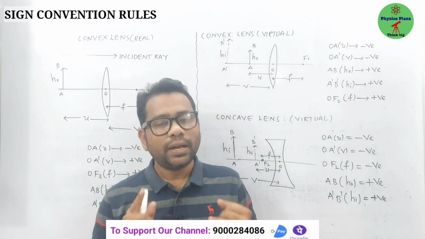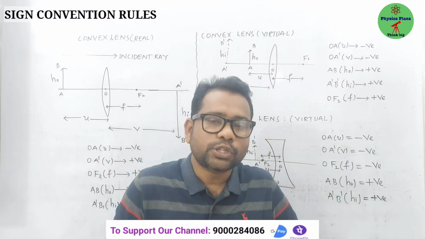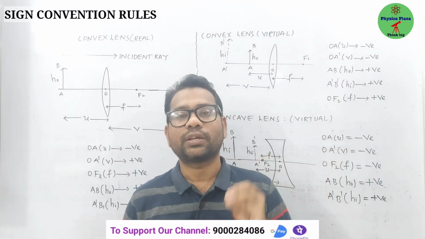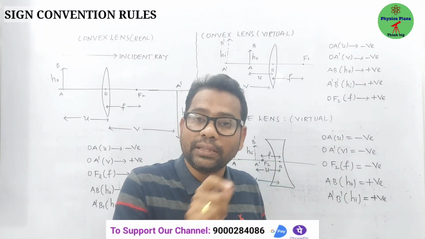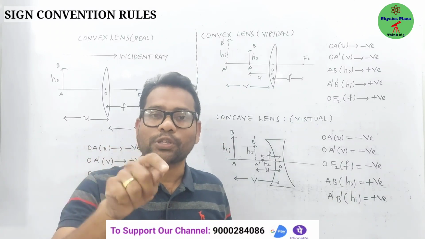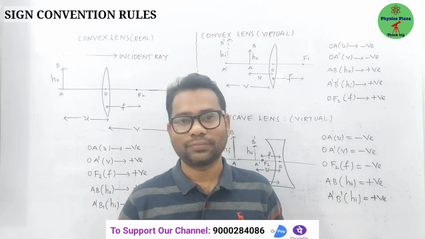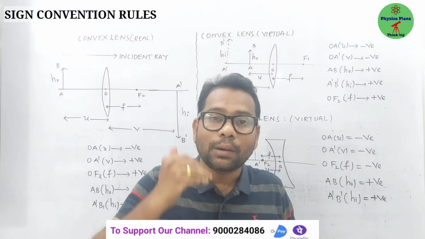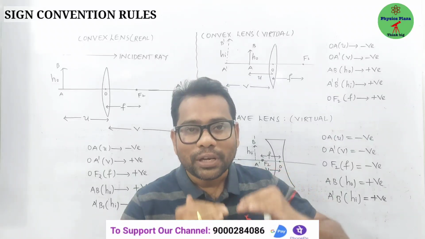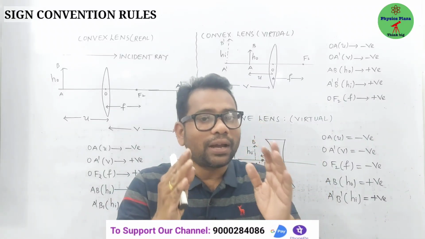The third point is a very important thing. What is the reference here? The incident ray. Whenever we measure distances, the distances taken in the direction of the incident ray are positive, and those in the opposite direction of the incident ray are negative. And for vertical distances, the measurements taken above the principal axis are positive, and below the principal axis are negative. We will see an example, then you will get an idea.